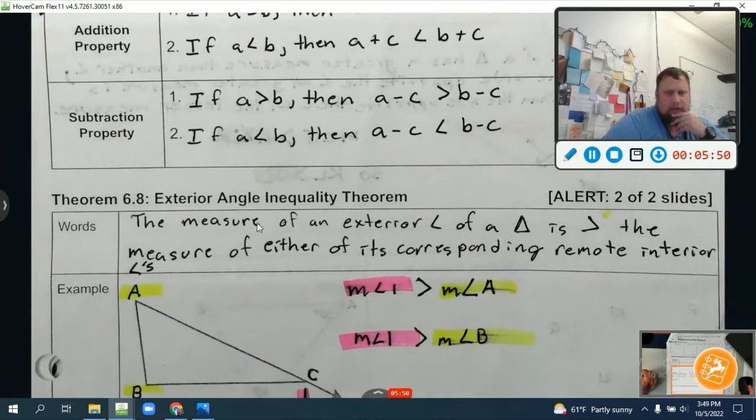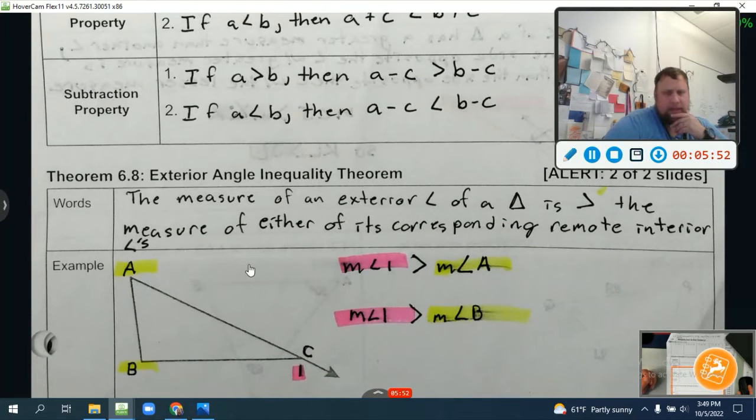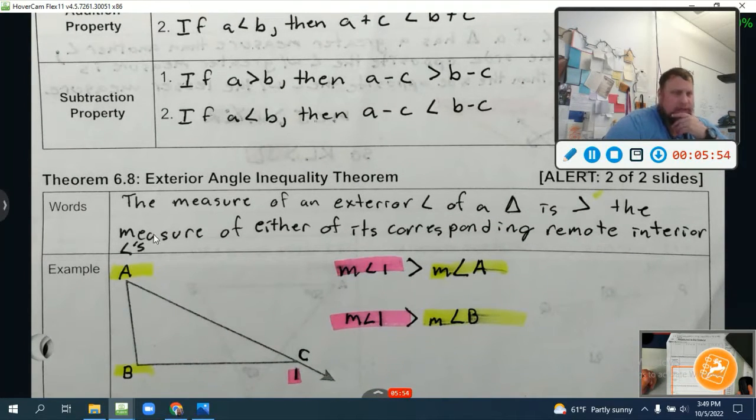Don't worry about that alert. That's for people teaching. Okay, this is theorem 6.8, the exterior angle measure inequality theorem. Here's what we know. I have an exterior angle 1. The measure of an exterior angle of a triangle is greater than the measure of either of its corresponding remote interior angles.